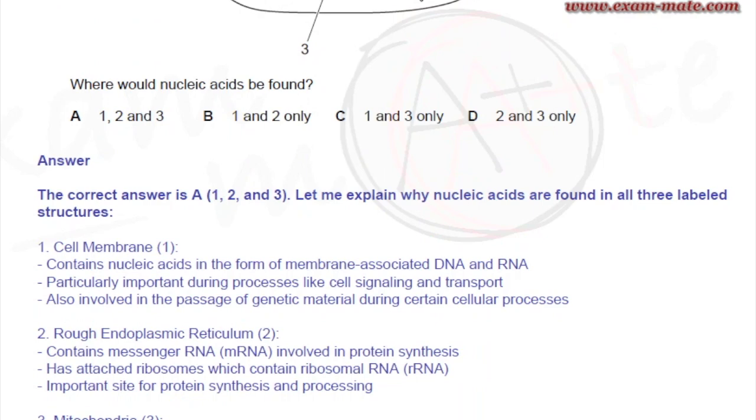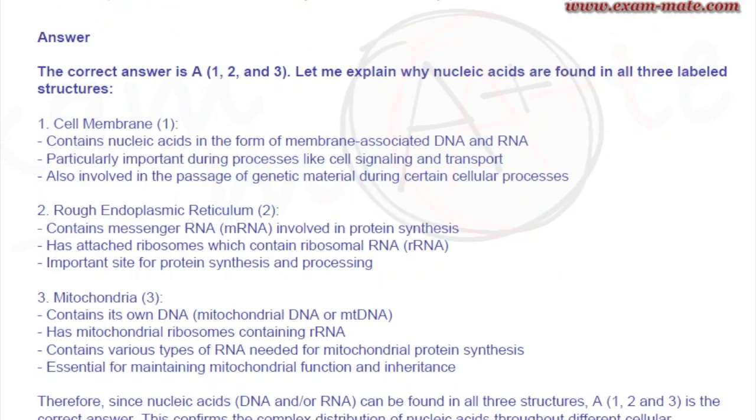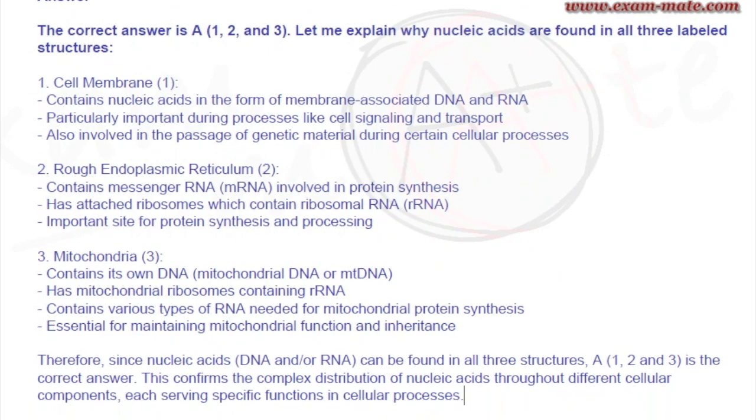The correct answer is A, 1, 2, and 3. Let me explain why nucleic acids are found in all three labeled structures. 1. Cell membrane. Contains nucleic acids in the form of membrane-associated DNA and RNA. Particularly important during processes like cell signaling and transport. Also involved in the passage of genetic material during certain cellular processes.